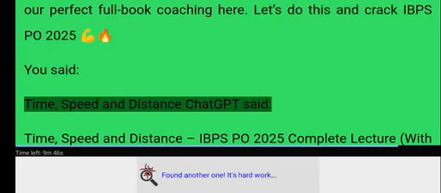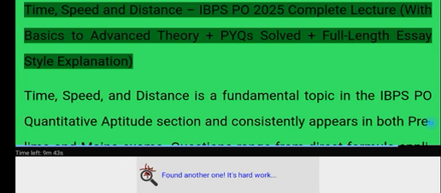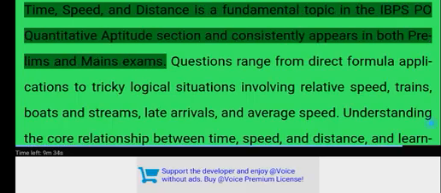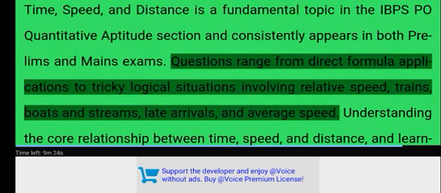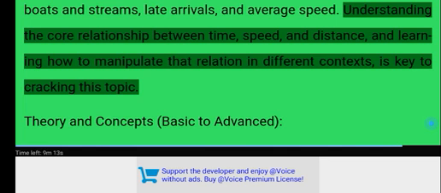Time, speed and distance. IBPS PO 2025 complete lecture, with basics to advanced theory plus PYQs solved plus full-length essay-style explanation. Time, speed, and distance is a fundamental topic in the IBPS PO quantitative aptitude section and consistently appears in both prelims and mains exams. Questions range from direct formula applications to tricky logical situations involving relative speed, trains, boats and streams, late arrivals, and average speed. Understanding the core relationship between time, speed, and distance, and learning how to manipulate that relation in different contexts, is key to cracking this topic.